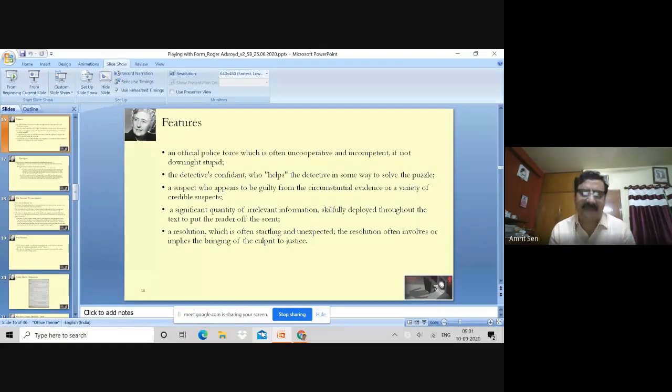The detective's confidant, in this case, assistant, in this case, Dr. Shepherd, and that is the magic of this particular story. A suspect who appears to be guilty, Ralph Payton, from the circumstantial evidence or a variety of credible suspects. You have Ralph Payton or Charles Kent, right? So variety of credible suspects, significant quantity of irrelevant information. এখানেও কিন্তু অনেক রকম প্লট দেওয়া আছে, চার্লস কেন্টস প্লট, Ralph Payton's plot. So you have multiple plots, irrelevant information from which the relevant information must be gathered, and a resolution which is often startling and unexpected. The resolution often involves or implies the bringing of the culprit to justice. So these are the features of detective fiction.